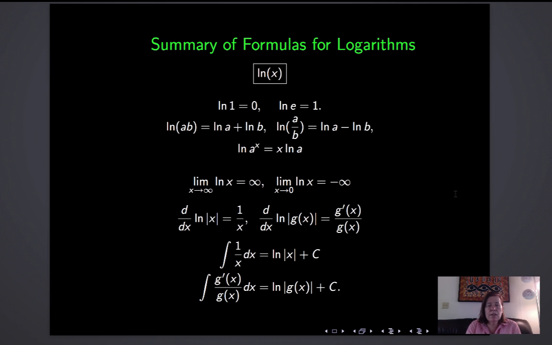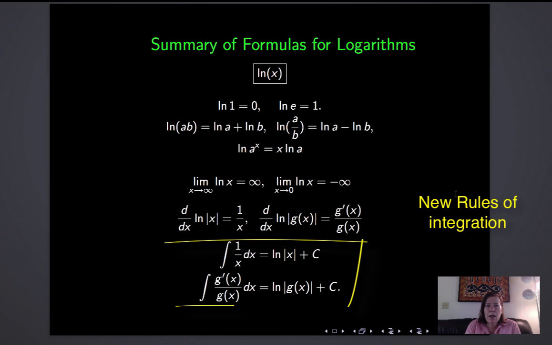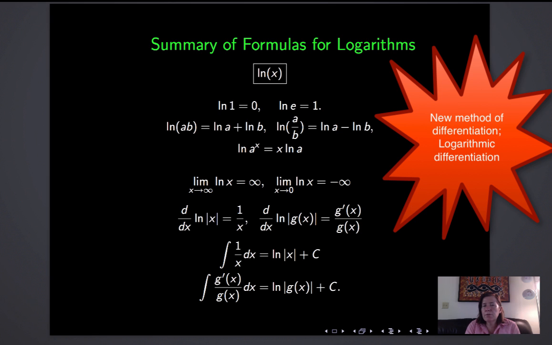We extended the domain of this function to make a larger antiderivative for 1 over x, which applies for all x values not equal to 0, and with that we have some new rules of differentiation and integration. And in particular, we have this method of logarithmic differentiation, which we've explored in this last video.